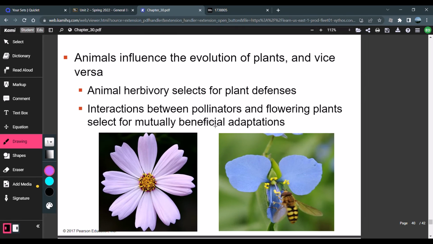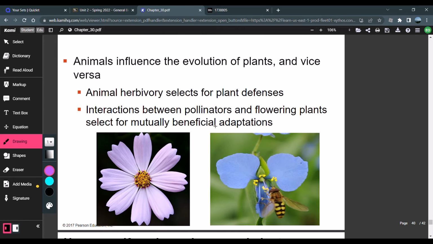So evolutionary link with animals. Animals such as insects and flowers both evolved with each other. Plants have developed spikes and thorns to protect themselves from certain animals. And flowers would benefit with each other, with insects.